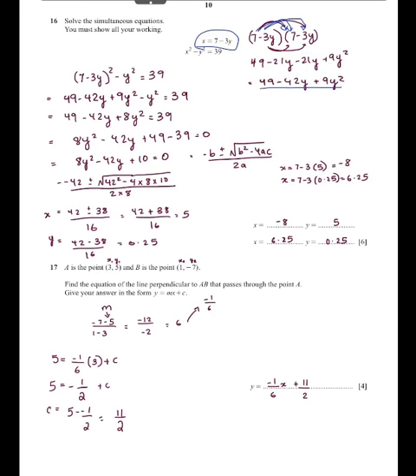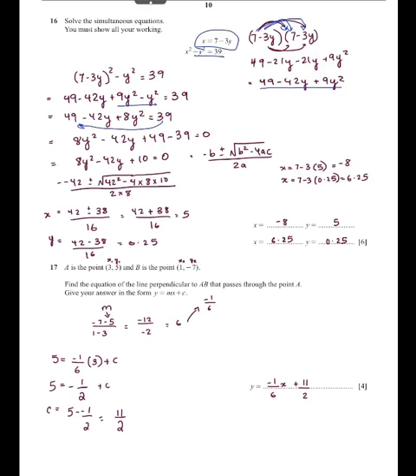Then what you do is you write 49 minus 42y plus 9y squared minus the y squared, which is over here, is equal to 39. And then 9y squared minus 1y squared is 8y squared. And then you further do it, and you will get 49 minus 39. So we can bring this to this side, right? So you can get 49 minus 39. So it becomes 8y squared minus 42y plus 10 is equal to 0.